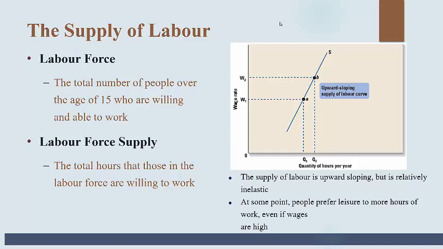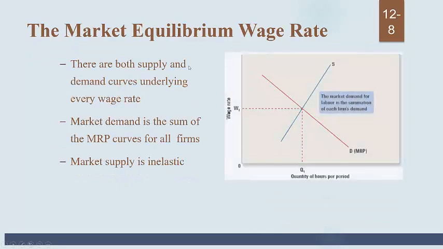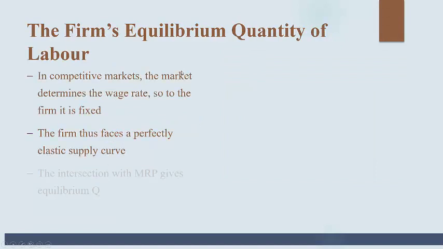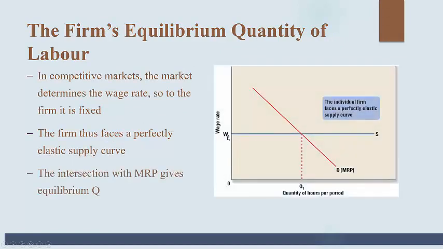If we look at it generally, overall in the market, a supply curve is upward sloping. But if we're thinking about a particular firm in a competitive labor market, then we're treating the supply curve as being perfectly elastic. And this is similar to how we treated an individual firm's demand curve. Remember, it was perfectly elastic in perfect competition because they're just taking the price as given. Here they're taking the wage as given.